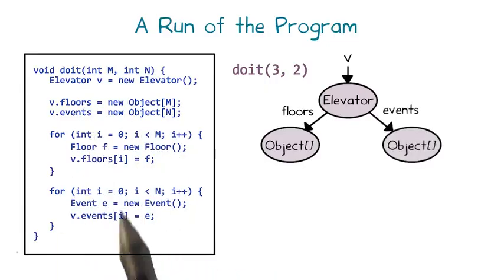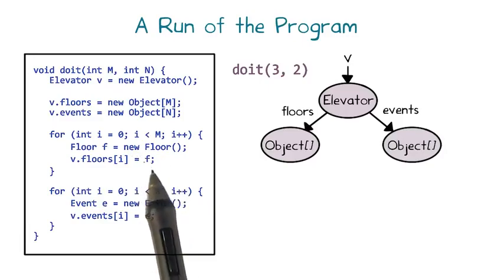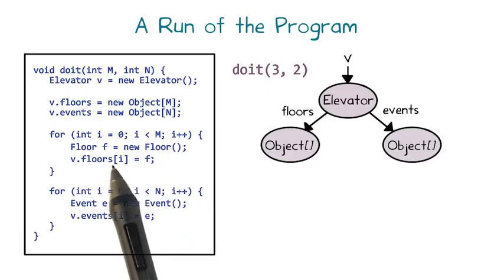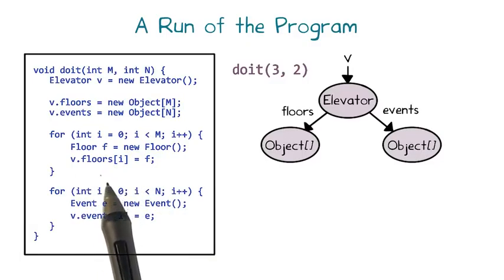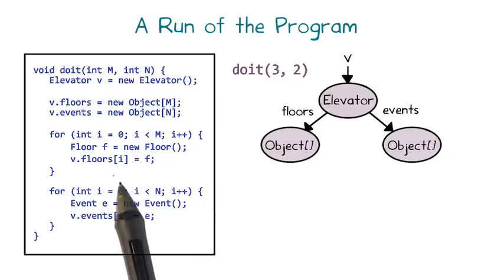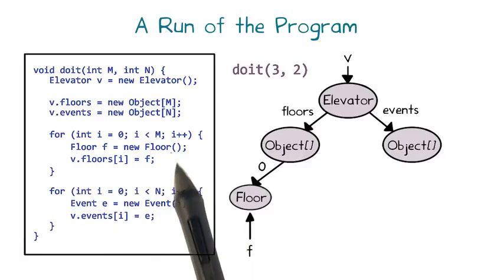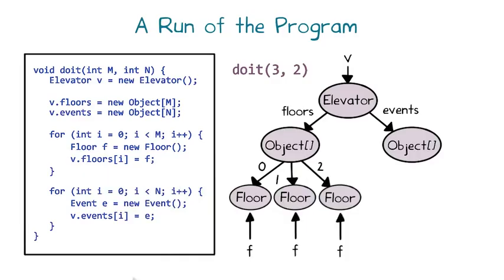In the 0th iteration of the first for loop, we take 4 steps. We first allocate a new floor object. We then assign the floor object's memory address to the pointer f. Then we read the floors field of the elevator object being constructed. And finally, we do a field write of the address in f to the 0th cell of the object array at the address contained in the floors field. We then repeat this procedure for the 2nd and 3rd iterations of this loop. Similarly, for the 0th iteration of the 2nd for loop, we do the following 4 steps. We first allocate a new event object.